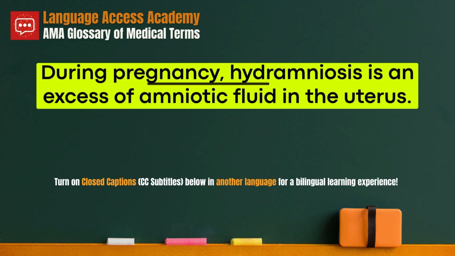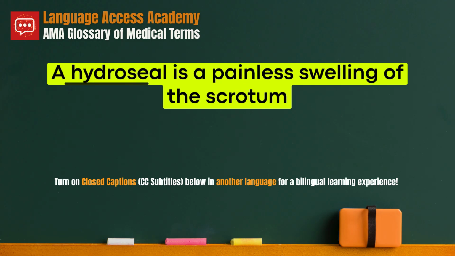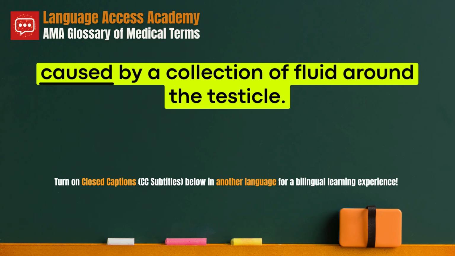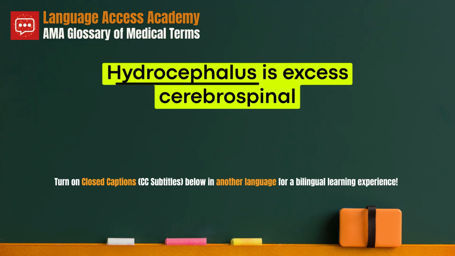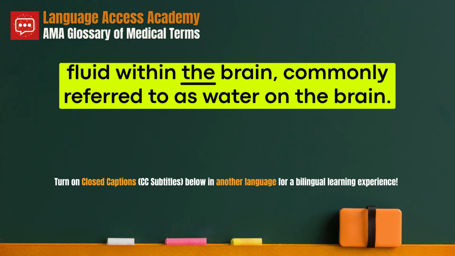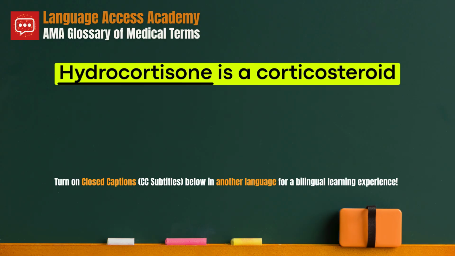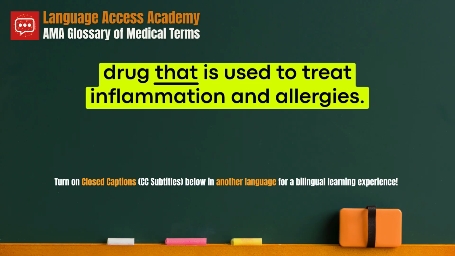During pregnancy, hydramnios is an excess of amniotic fluid in the uterus. A hydrocele is a painless swelling of the scrotum caused by a collection of fluid around the testicle. It commonly occurs in middle-aged men. Hydrocephalus is excess cerebrospinal fluid within the brain, commonly referred to as water on the brain. Hydrocortisone is a corticosteroid drug that is used to treat inflammation and allergies.